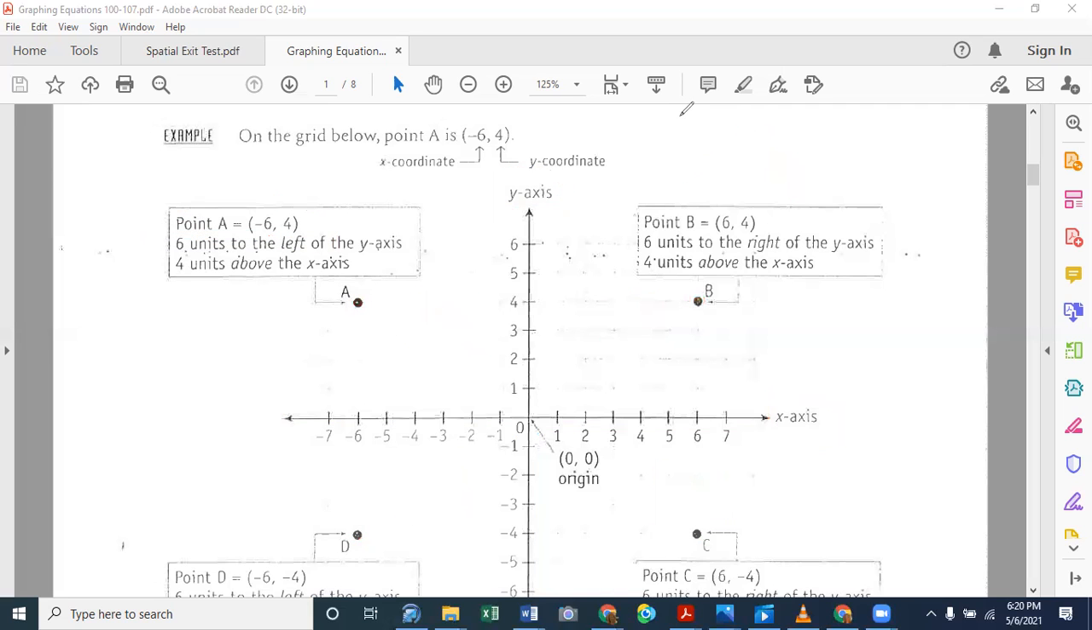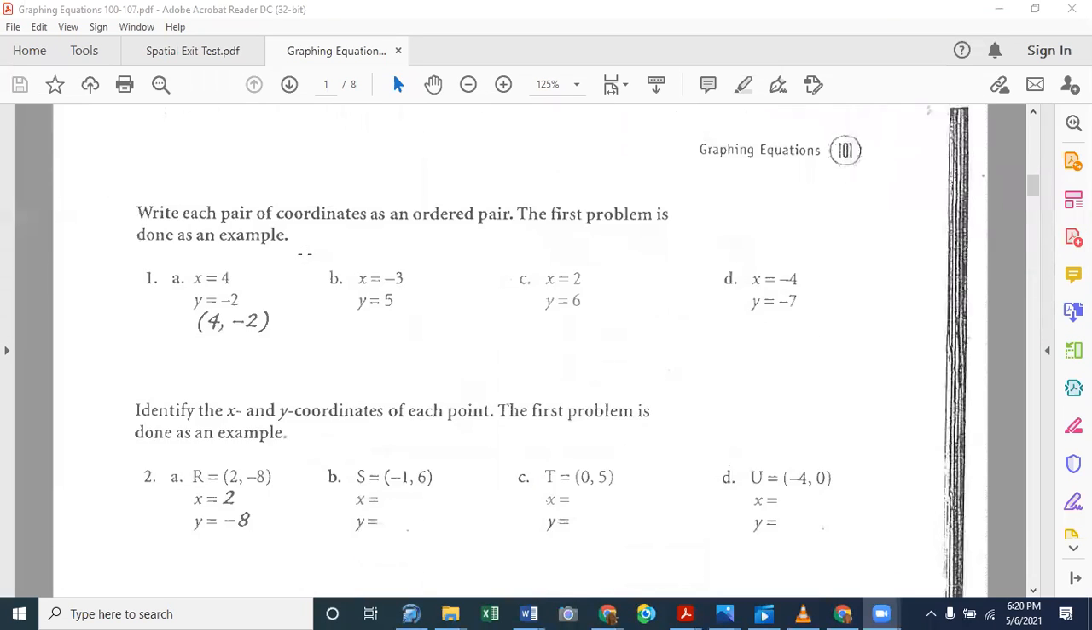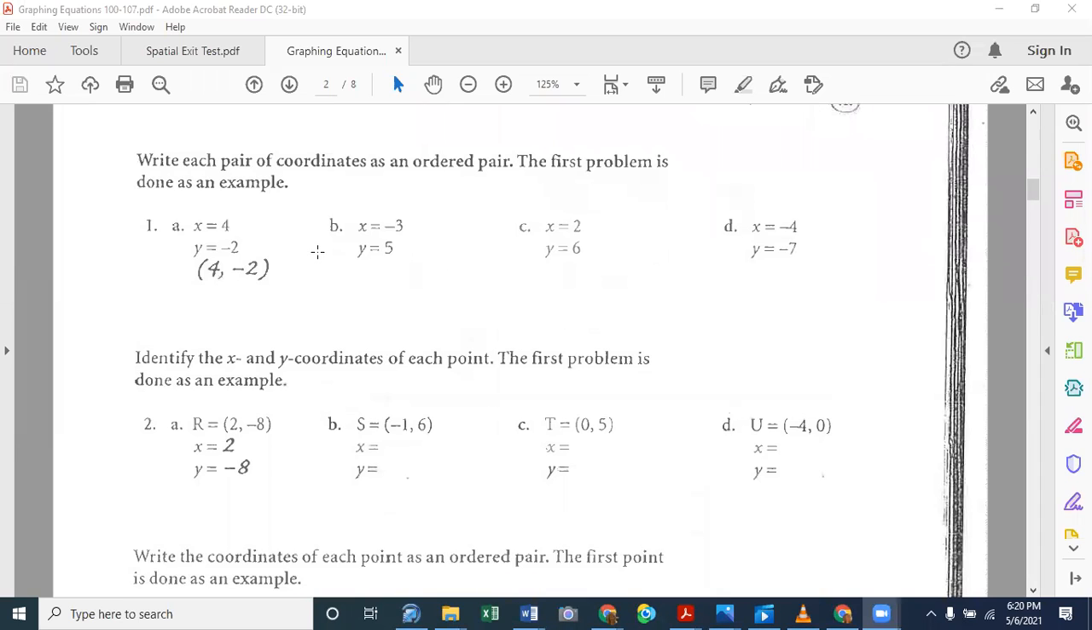So this packet begins by having you write the pair as an ordered pair. So basically all you're doing is rewriting the numbers they're giving you in the right order. So this is your x value, this is your y value. That is to cement in your head that x comes before y on the coordinate grid. And you can think of it alphabetically because x comes before y in the alphabet.